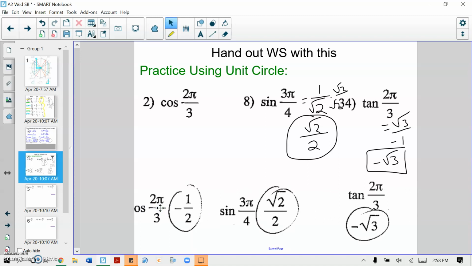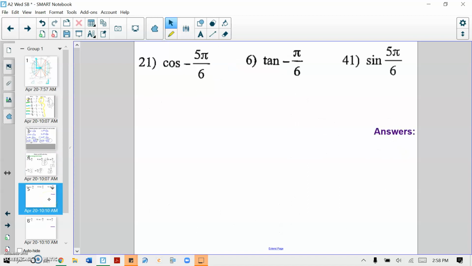All right, let's do a couple more, and then you guys are going to work on half of your worksheet today, and then we'll do the rest of them tomorrow, okay? So let's just do a couple more. Cosine of negative 5 pi over 6. Okay, so this is a little goofy.